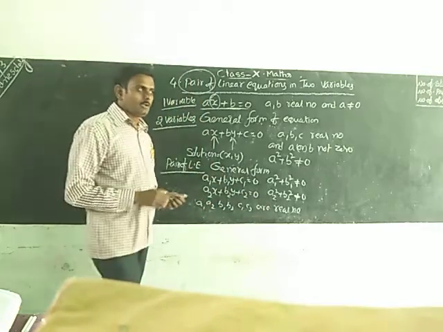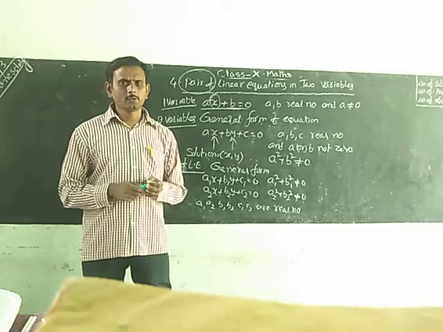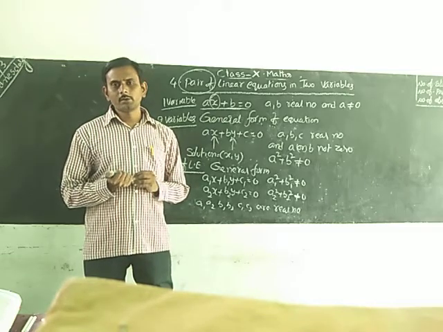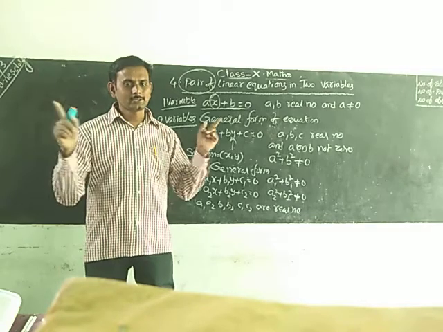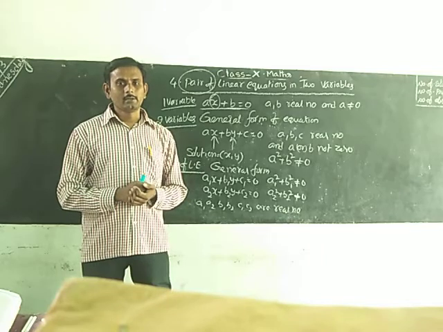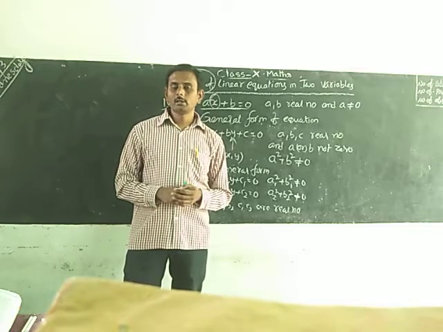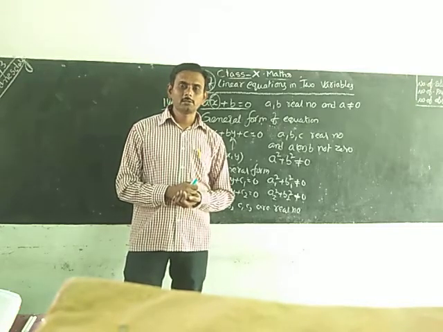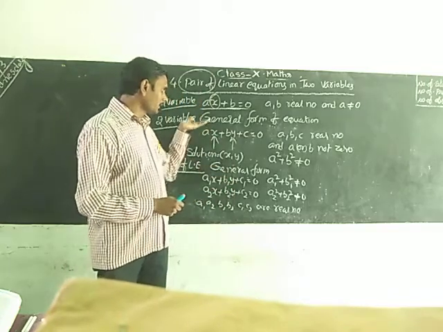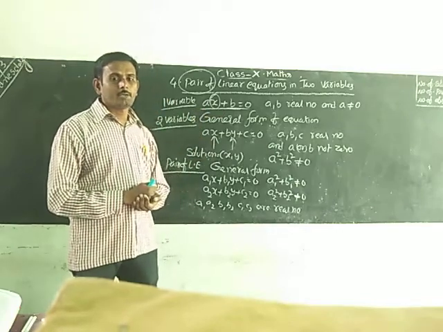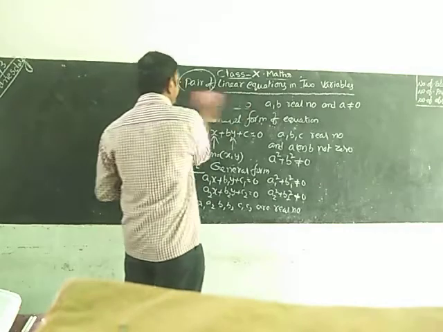In 9th class we learned about linear equations and drew so many graphs there. What is the graph of a linear equation? Linear means straight line. The graph of a linear equation is a straight line, whether it has one variable or two variables.